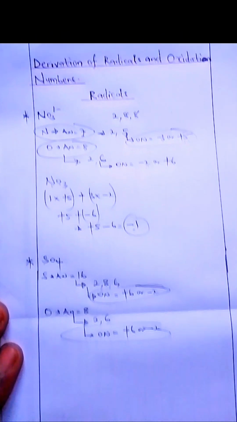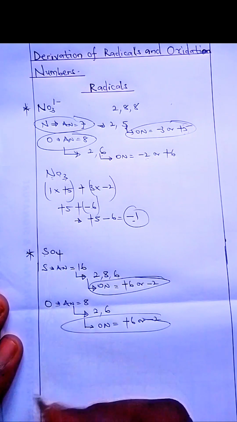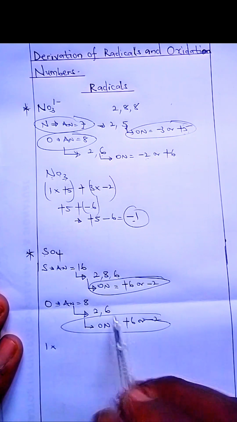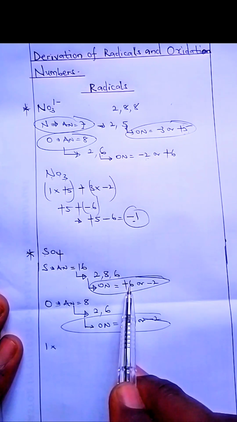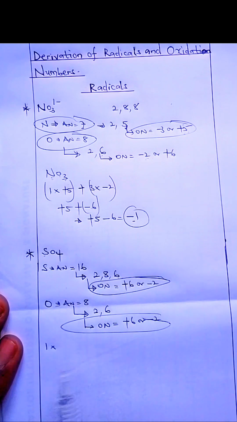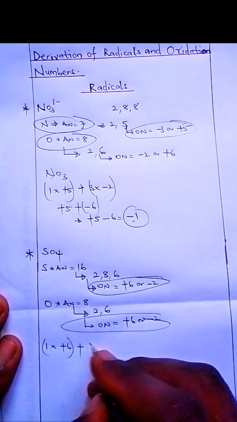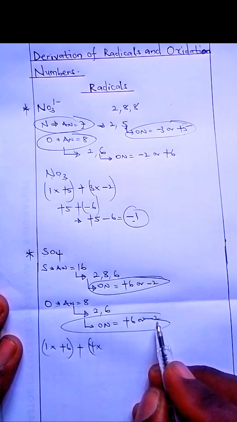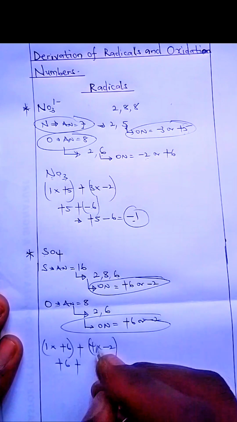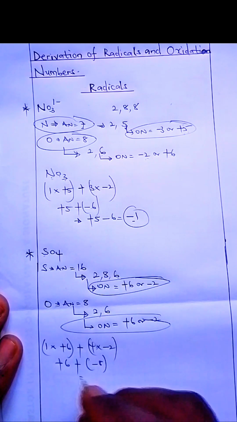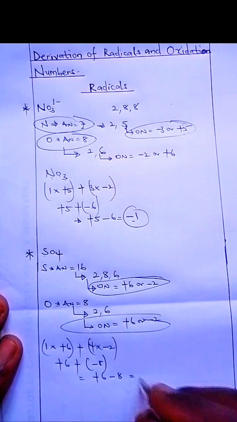So what do we do next? The next thing is that sulfur has 1 atom and oxygen has 4 atoms. Don't forget, as we advised in the very first example, the first one should be a positive oxidation number and the second one a negative oxidation number. So 1 times plus 6, plus 4 times minus 2 for oxygen. 1 times plus 6 gives you plus 6, and 4 times minus 2 gives you minus 8. So plus 6 minus 8 will give us minus 2.